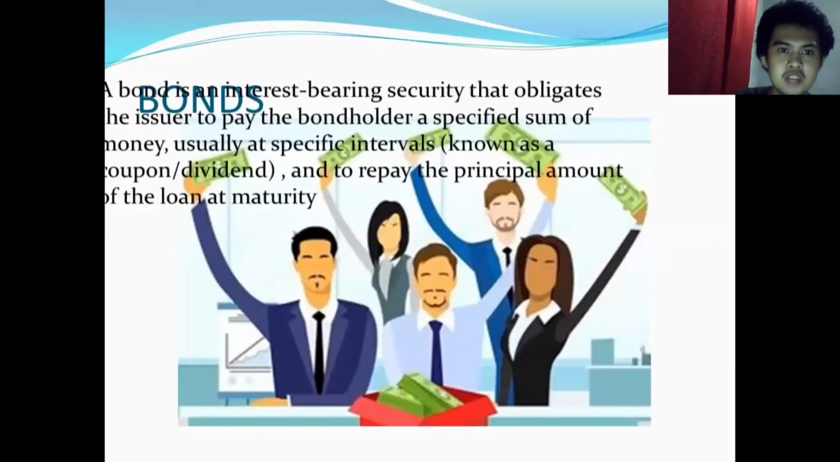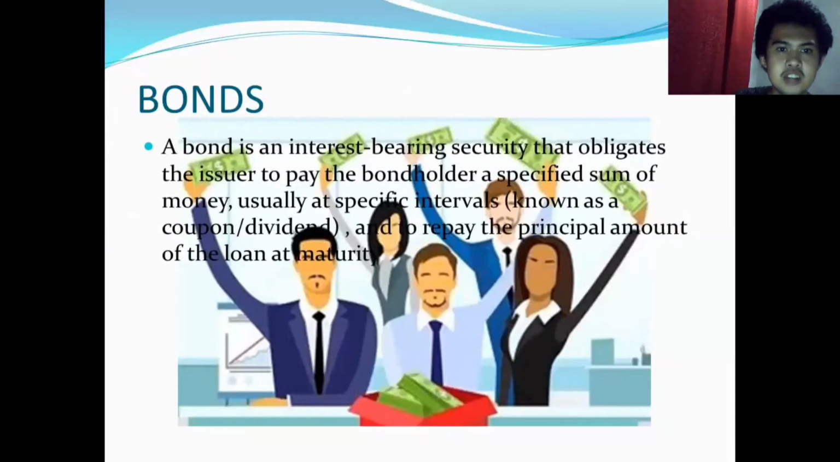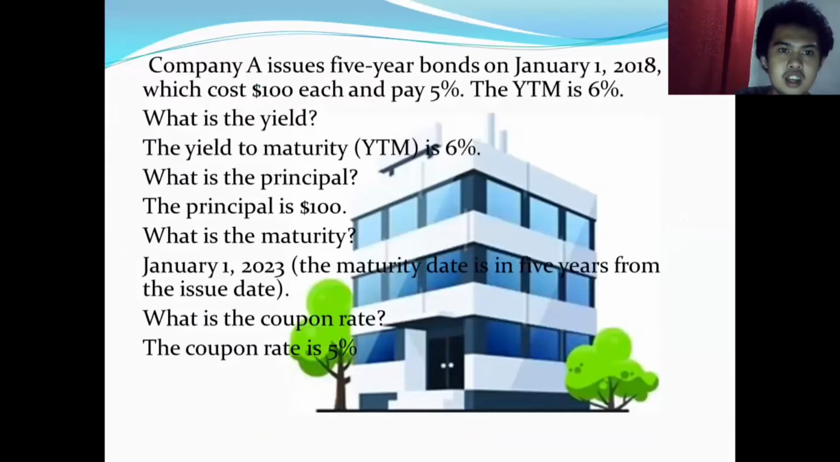So bonds. What is a bond? A bond is an interest-bearing security that obligates the issuer to pay the bondholder a specified sum of money, usually at specific intervals known as a coupon or dividend, and to repay the principal amount of the loan at maturity. For example, company A issues 5-year bonds on January 1, 2018, which cost $100 each and pay 5%. The YTM is 6%. So what is the yield?